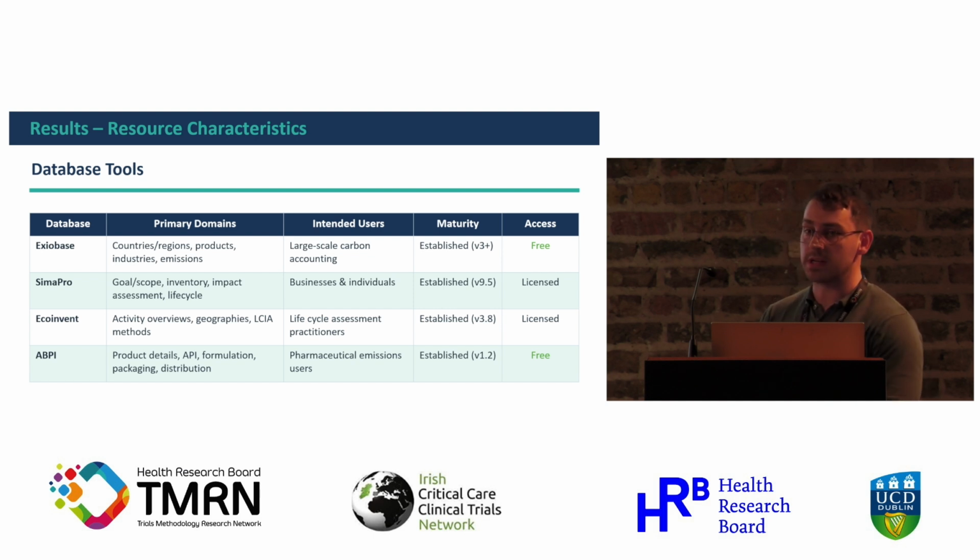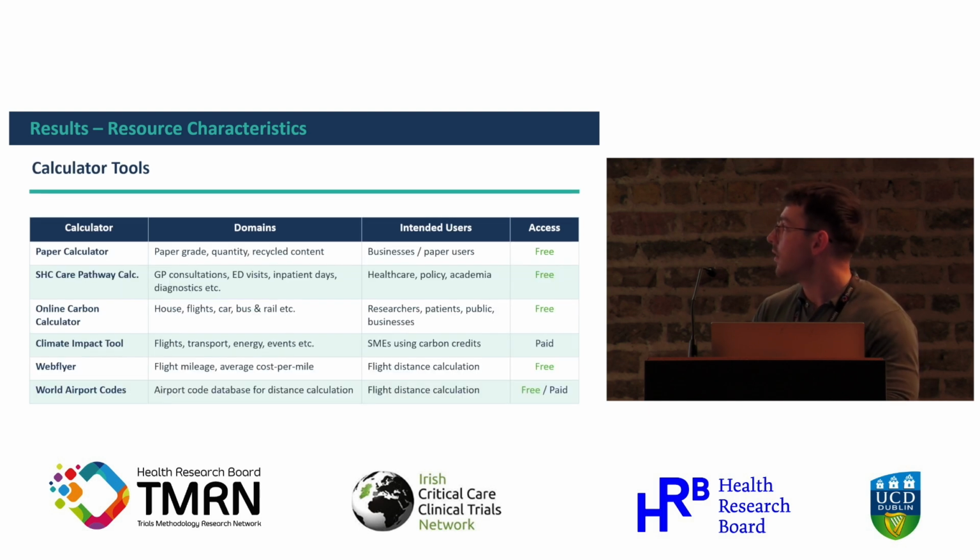It was an established database, so it had multiple versions, and it was free for access as well. Another common resource that was used then were calculators. So there was a lot of variety in terms of the calculators. Some were really specific and they looked at things like paper. So you could input the paper grade that you were using, the quantity, and whether or not it had recycled content. And again, it would give you an emission associated with that.